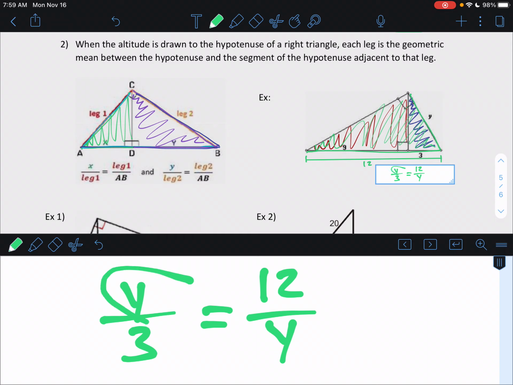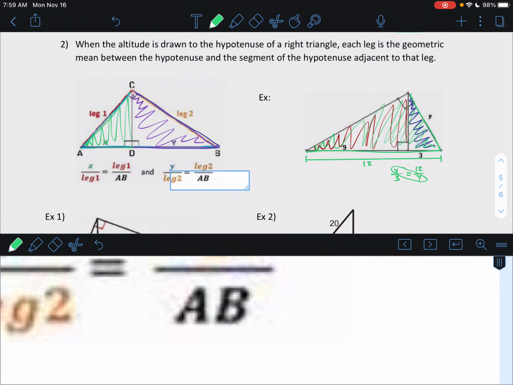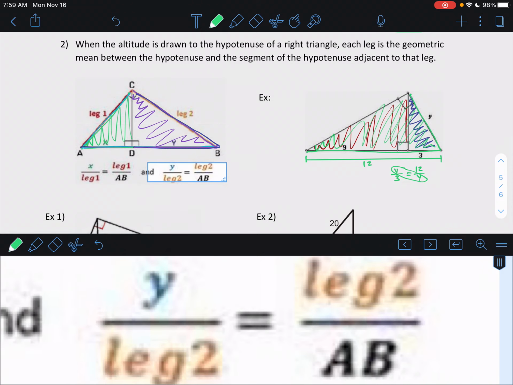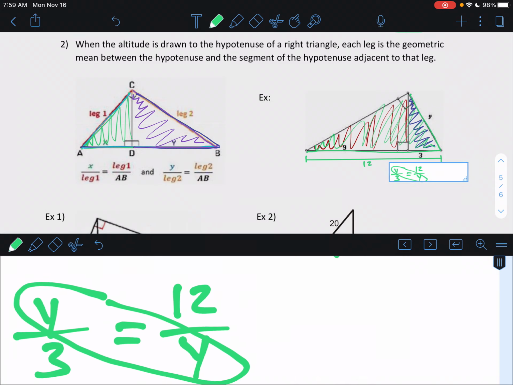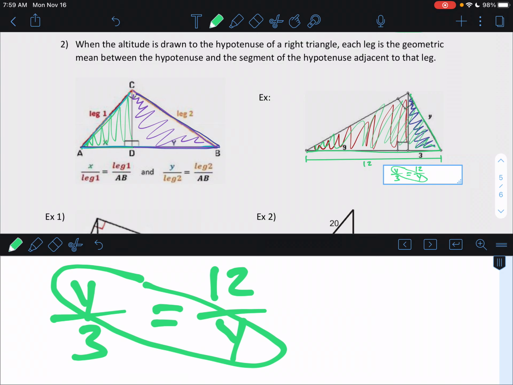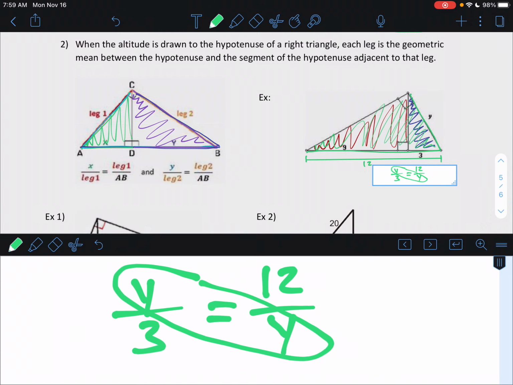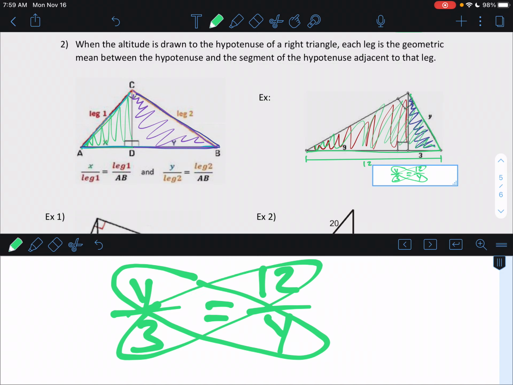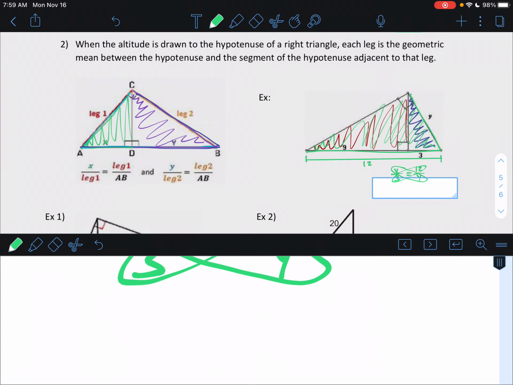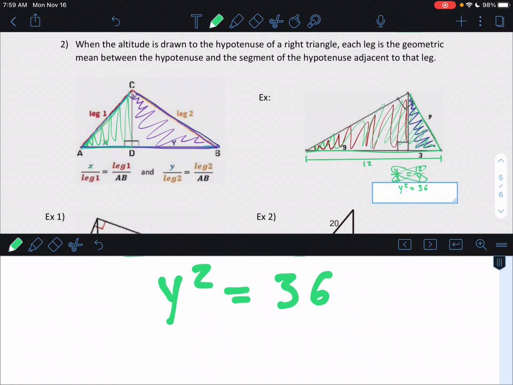And even though I have the y in different positions here, because earlier we had that geometric mean in the bottom on the first fraction and the top on the second fraction, it doesn't matter, it is still our geometric mean because it's going to be multiplied by itself. So I'm going to do my cross multiplication. Y times y is y squared. 12 times 3 is 36. Take the square root of both sides. Y equals 6.